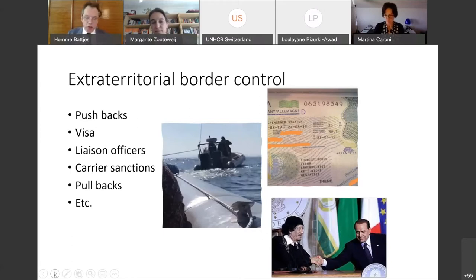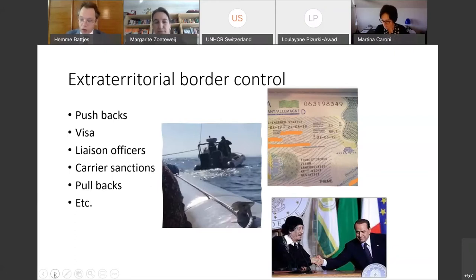Furthermore, they have outsourced it. So in order to preclude them from boarding planes, often liaison officers of member states will be present to advise local authorities on who may board and who not. And of course, they've also installed so-called carrier sanctions on airplane firms in order to make sure that they will not bring in undocumented migrants who might apply for asylum.